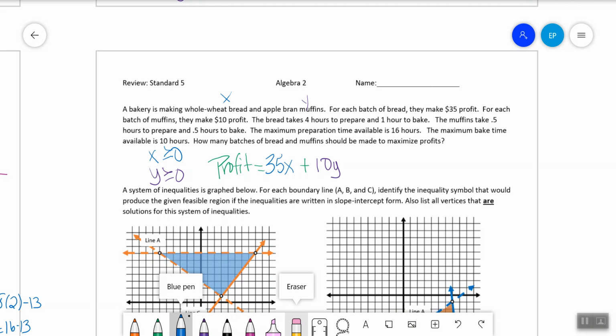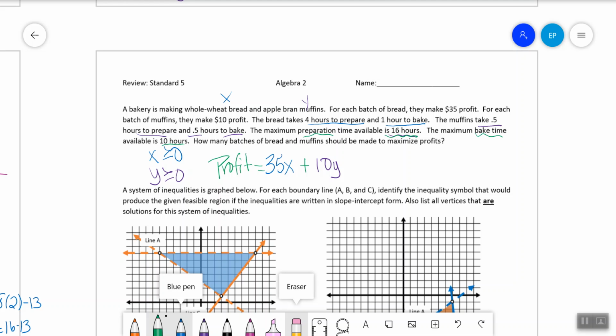Alright, so now the bread takes 4 hours to prepare and 1 hour to bake. Muffins take 0.5 hours to prepare and 0.5 hours to bake. Maximum prep time is 16. Whoops, wrong color. Is prep. And bake time is 10.